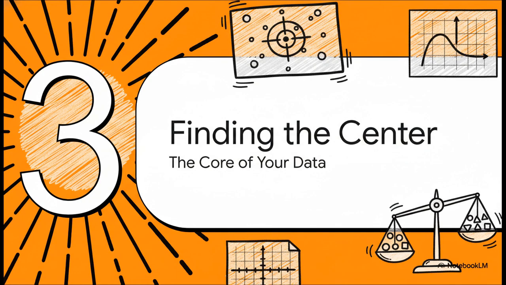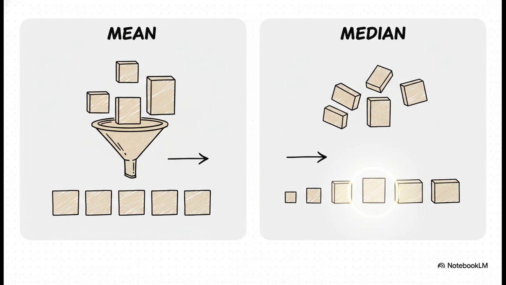Okay, so our data is organized. Now we can start asking some interesting questions. And the first most fundamental question is, where's the center of gravity? What's the single most typical or representative value in this whole data set? Now, to find that center, we've got two main tools. First up, there's the mean, which, well, it's what most of us just call the average. You just add everything up and divide by how many numbers you have. Then there's the median. For this one, you line up all your numbers from smallest to largest, and you just pluck out the one that's sitting right in the middle.